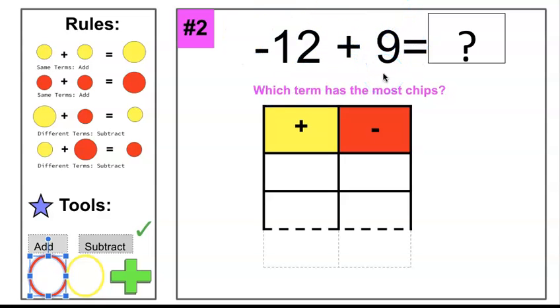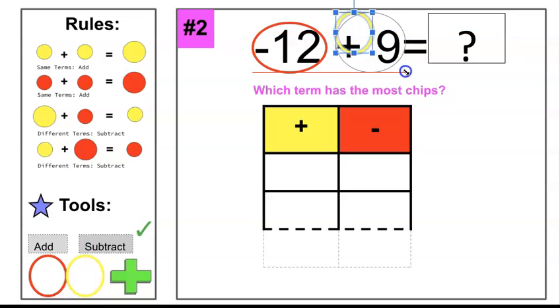We do not have a double negative, so we are just going to get our circle. And this is our negative number, so we have a red circle. And we have a +9, so we're going to get a yellow circle. I'm going to stretch that out. Always make sure you include your sign to the left.